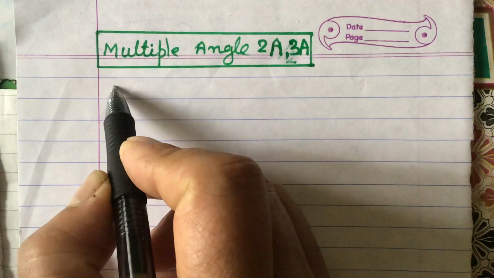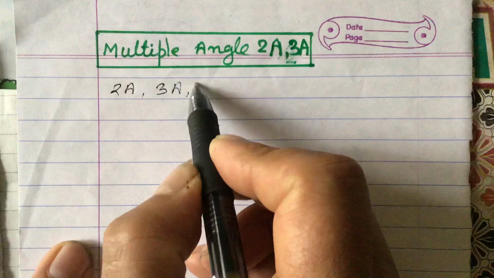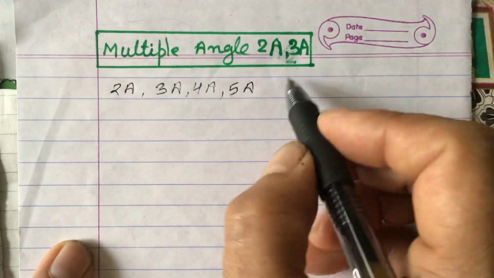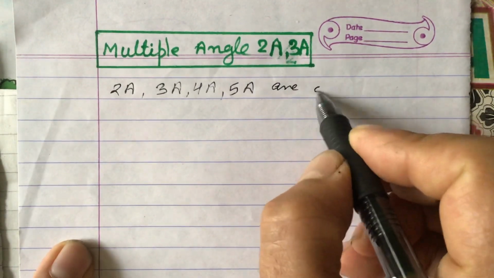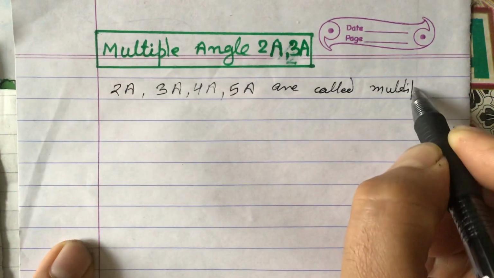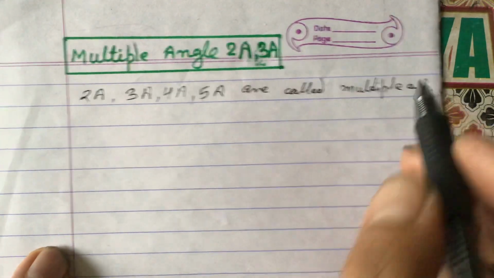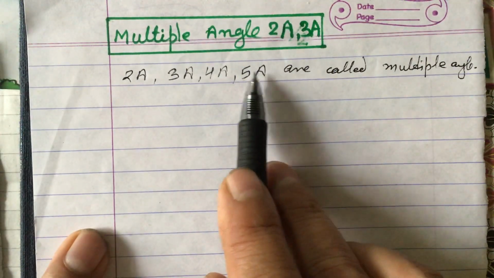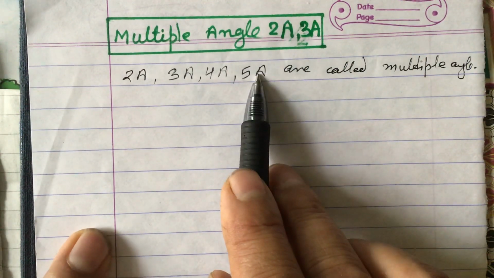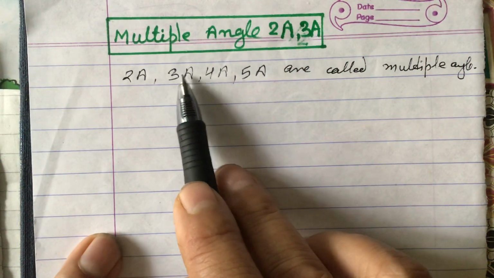For example, 2 times angle A. Similarly, 3 times angle A, 4 times angle A, or 5 times angle A are called multiple angles. So here not only 5A, sometimes it can be 16A also, 8A, 16A, 10A, 20A, whatever it may be. If an angle has been multiplied by a certain number, then that is called a multiple angle.